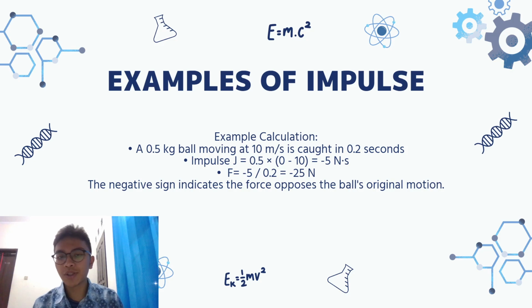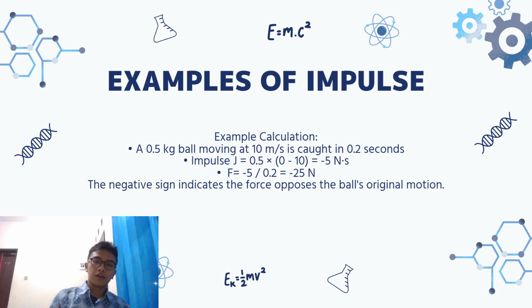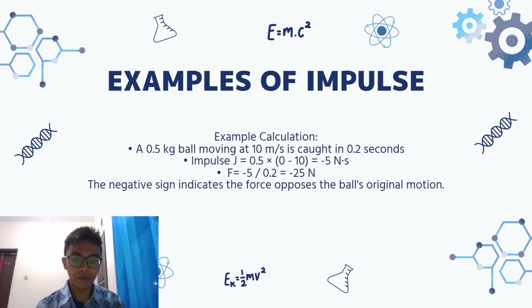Now, here's an example of impulse. A 0.5 kilogram ball is moving at 10 meters per second, and it is caught in 0.2 seconds. So the impulse is J equals 0.5 times (0 minus 10). Why is it 0 minus 10? Because the ball is already flying when the question is asked. v2 is 0 because we catch it, and v1 is the velocity when we throw it. So it equals minus 5.